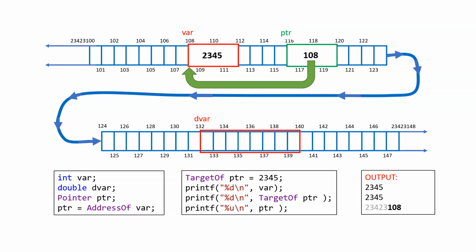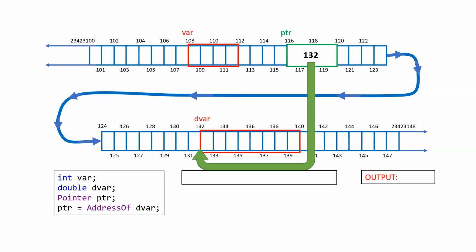We good? Okay. So now that we have all these beautiful tools over here, let's try it with other stuff and see what the problem is going to be. I say PTR is address of dvar. Therefore, PTR is pointing to 132, correct? And now I want to say target of PTR is equal to a number. Now let's look at it closely.